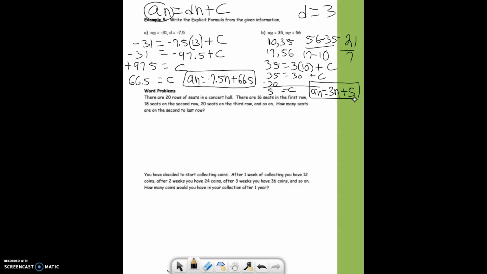All right, let's take a look at two word problems. So we have 20 rows of seats in the concert hall. There are 16 seats in the first row, 18 seats in the second row, and 20 seats in the third row. So you can see the pattern going on. We've got 16, then 18, then 20, and so on. We're going to see how many seats are on the second to last row. The second to last row would be the 19th row. So I'm going to try to find the 19th row.